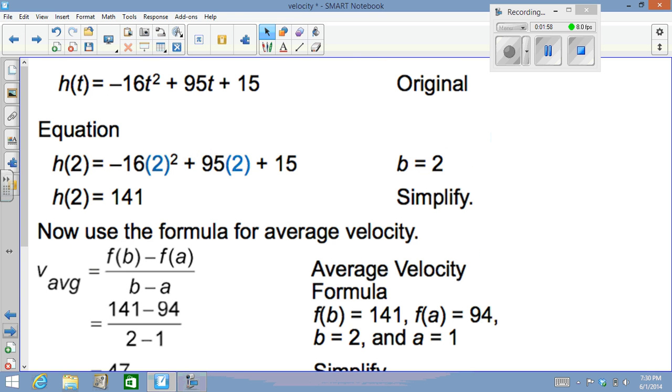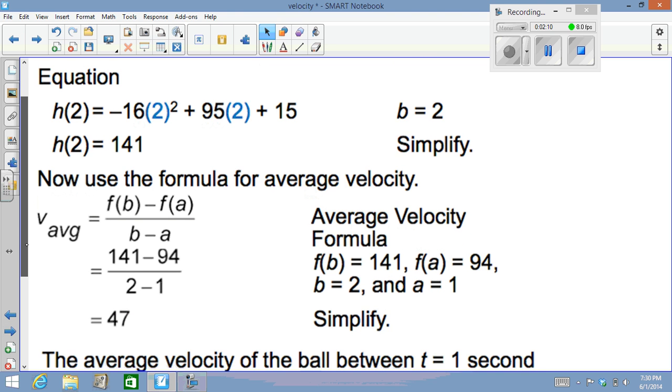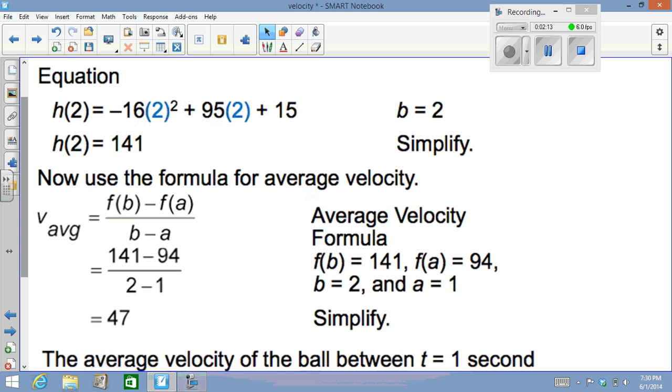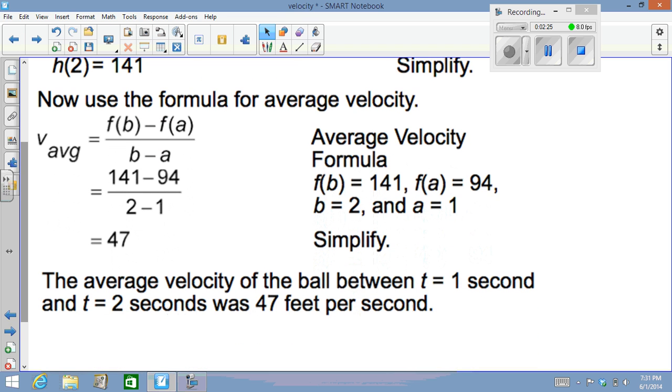If I plug in a 2 into that same equation for my height, I am going to find that my height is 141 feet. Now I'm just going to use the formula for average velocity, which is my slope. So I'm going to take f of b, which was 141, minus f of a, which was 94, over b minus a, which was 2 minus 1. So that means my average velocity, or the slope between those 2 points, is 47 feet per second because we were measuring it in feet and the time was in seconds. So pretty easy, not too difficult.